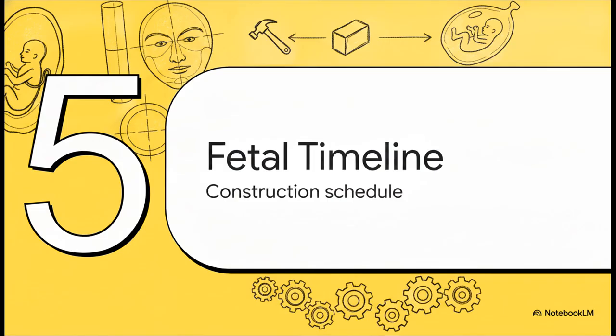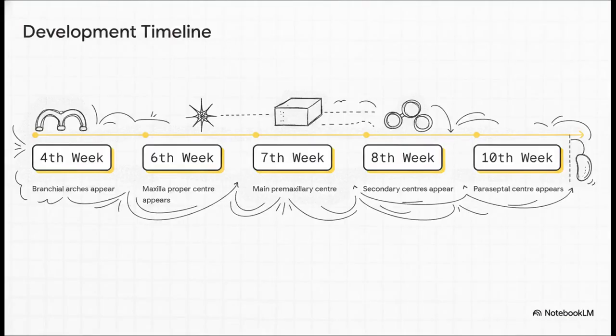Almost there. Section 5, the fetal developmental timeline. Let's look at the actual construction schedule. When you pull all these anatomical milestones together, it is wild how fast this happens. In week 4, the branchial arches appear. Then, week 6, the maxilla proper center sparks up. Week 7 gives us the main premaxillary center. Next, week 8 brings those 3 secondary centers online. And finally, week 10 rounds it out with the paraseptal center. All of this incredible foundational architecture is completely locked in over just a few short weeks.